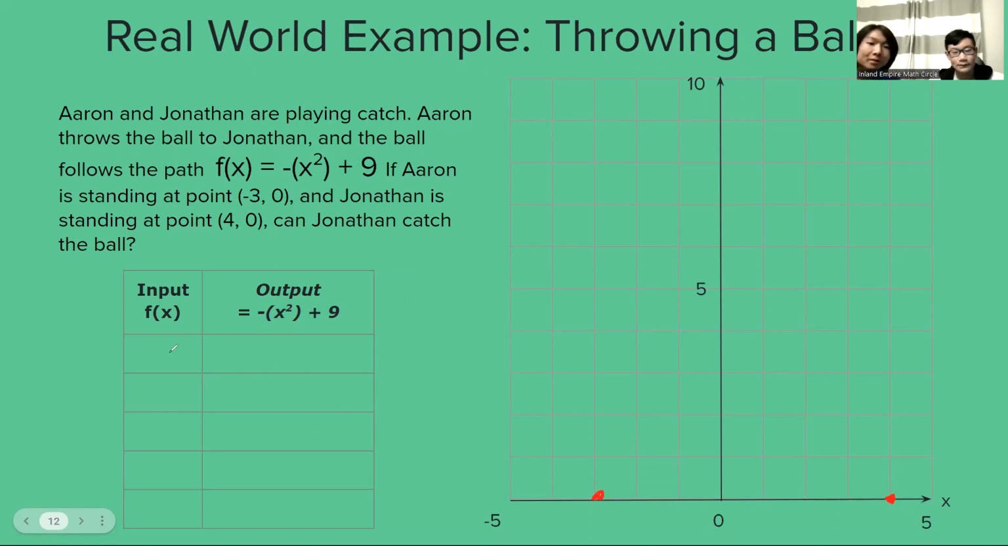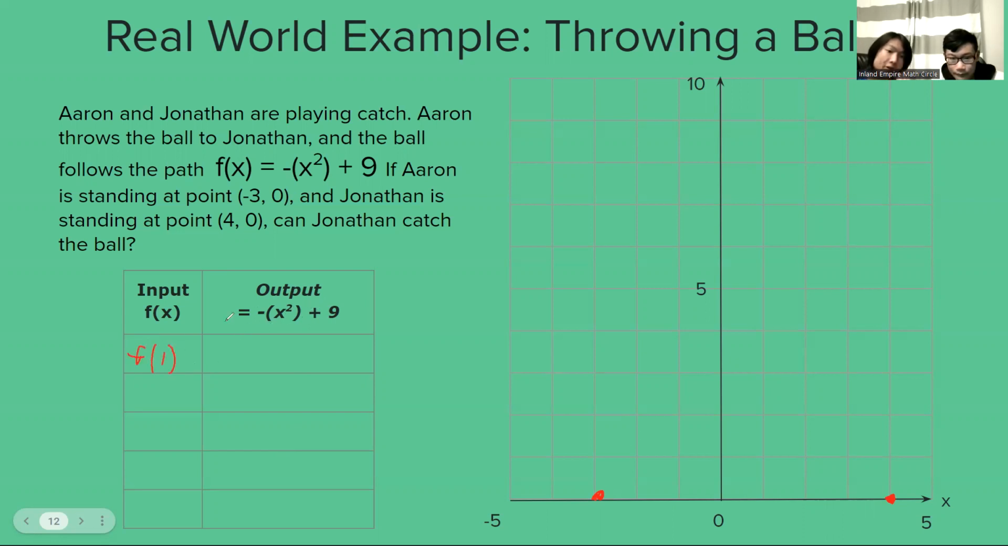So let's start off by coming up with what inputs would make sense for solving this problem here. Anyone have a guess in the chat? Usually you want to start out with easy values like 0 and 1. One? Yeah, 1 is a good starting point, right? Because 1 here is within where Aaron and Jonathan are standing. So let's plug in f of 1.